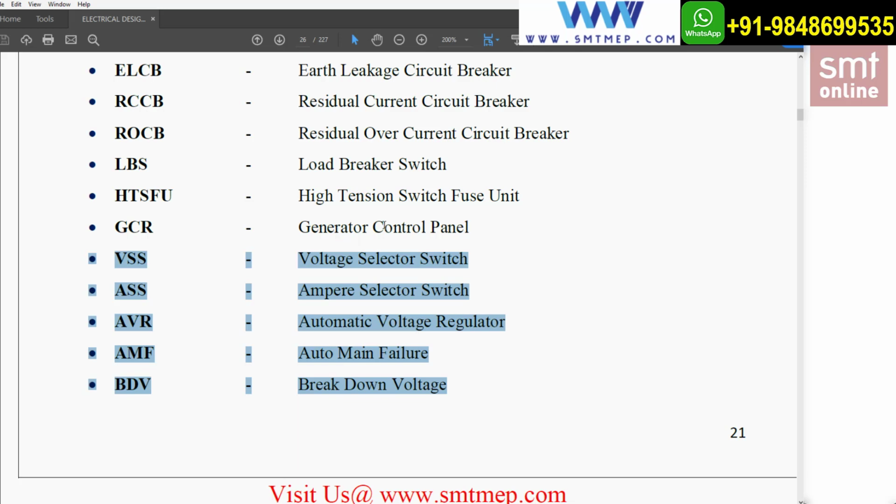As we know, a generator is a mechanical device, so we cannot predict that we will get a high quality output with respect to voltage and current, because it is a rotary device. If you don't go with a proper amount of maintenance, what will happen? Definitely you'll get some deflection in the voltage as well as the current. To monitor those things, we have the voltage selector switch and ampere selector switch. Again, for a stabilized voltage, we have the automatic voltage regulator, which stabilizes the voltage. The auto main failure means whenever we have any kind of fault, and breakdown means a total shutdown, in case of any major issue.